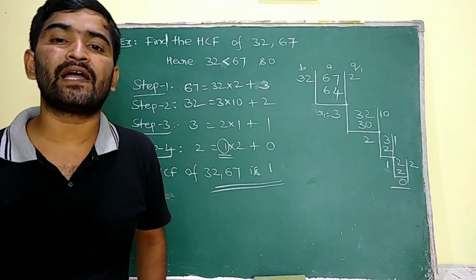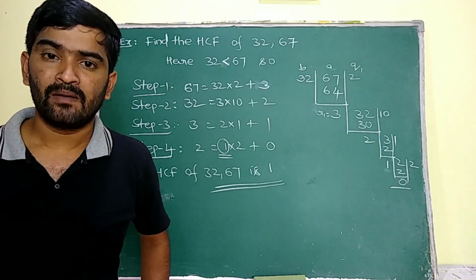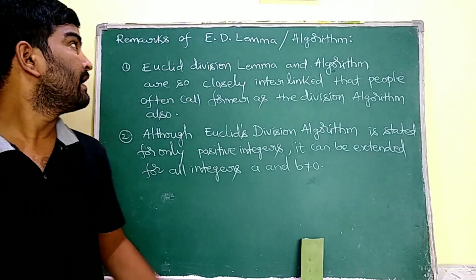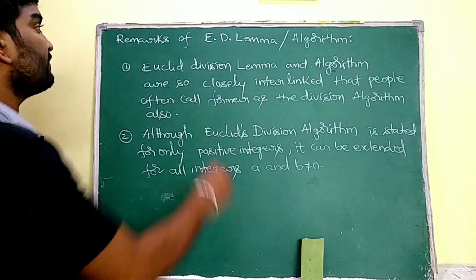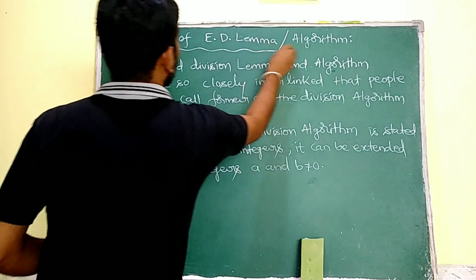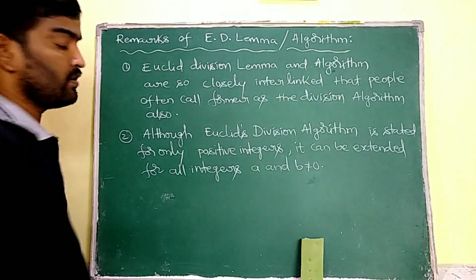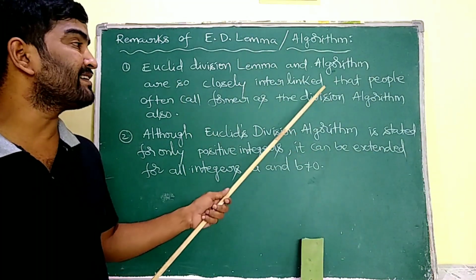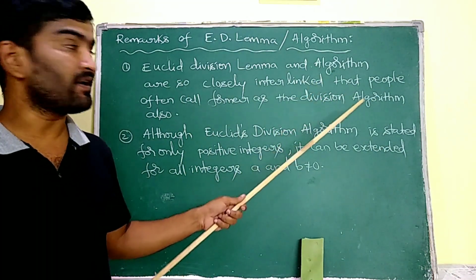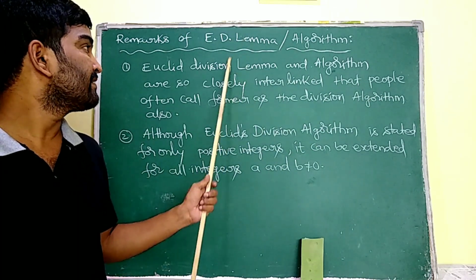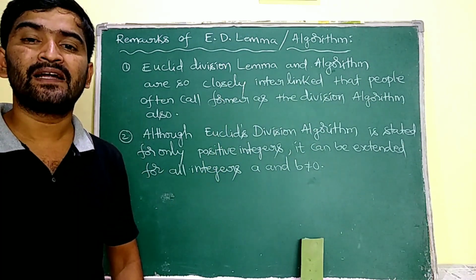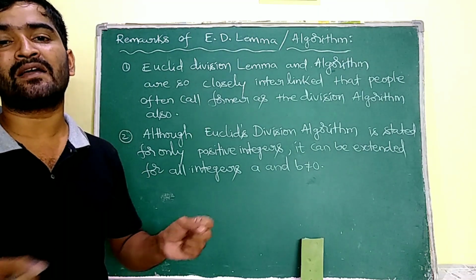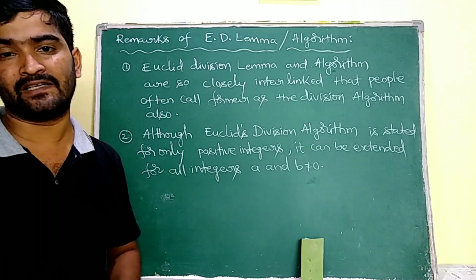In this way we are going to calculate the HCF of the given numbers by using the Euclid division algorithm. Now we are going to discuss the remarks of the Euclid division lemma or algorithm. The Euclid division lemma and algorithm are so closely interlinked to one another that often people call the Euclid division lemma the division algorithm.